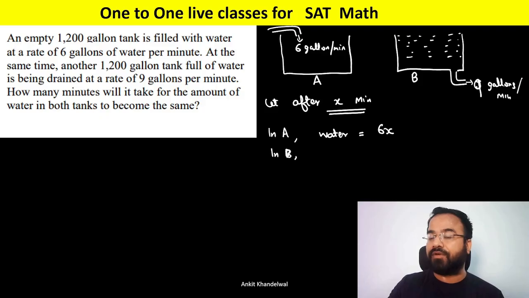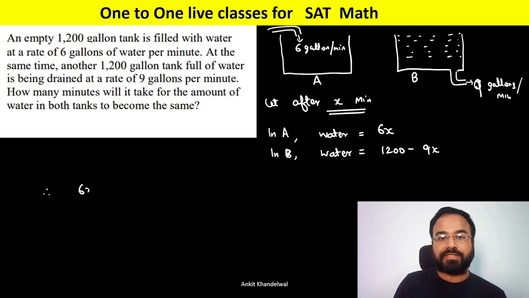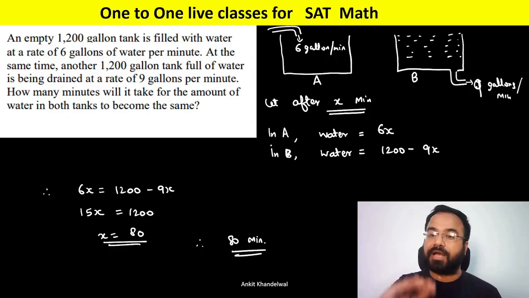So what is the remaining water? The remaining water over here will be, initially there was 1200, and we have to subtract 9x from here. What is this 9x? 9x is the amount of water which is drained after x minutes. So this amount of water is equal. According to the question, this and 6x are equal. So taking 9x to the left hand side, 9 plus 6 is 15x equal to 1200. So directly we can do 15 times 80 is 1200, so x is 80. Therefore after 80 minutes the amount of water in both tanks will be equal.